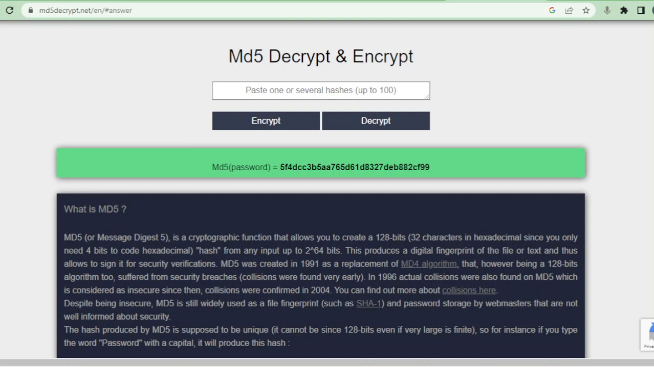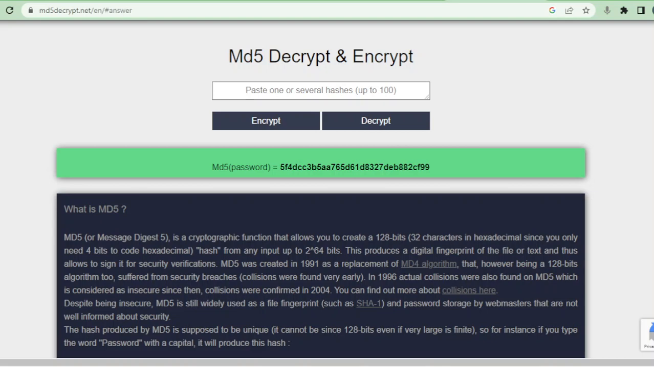Thanks to this, webmasters are not able to know your plain password from their databases. When you enter a password on a website, it is most of the time stored as a hash. Then, when you come back, this hash is compared to the hash of the password you enter. If they match, the passwords were the same.